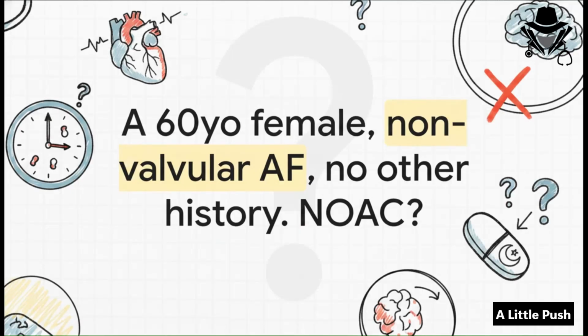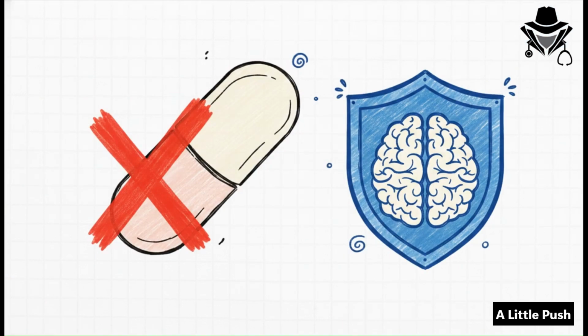Excellent! Let's try one more to test that tricky caveat we talked about. A 60-year-old female with non-valvular AFib and absolutely no other medical history. Does she need a NOAC? Take a few seconds. No way! While she technically gets 1 point for the female sex category, she's under 65 with absolutely no other risk factors. Her effective score is 0, meaning her risk is low and she doesn't hit the threshold for a blood thinner.